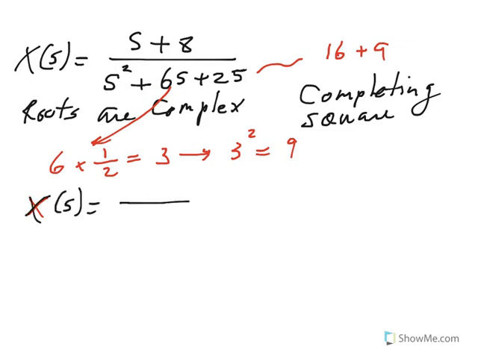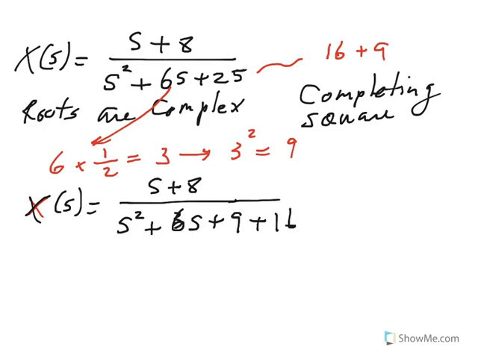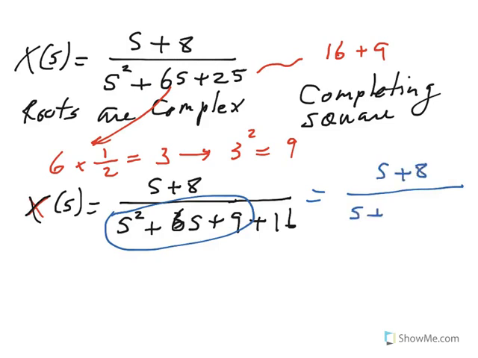So if you go back and rewrite your equation in the denominator as s squared plus 6s plus 9 plus 16. So you see it's 25. But you see this s squared plus 6s plus 9 actually becomes s plus 3 squared plus 16. And now we can actually manipulate this and bring it to the time domain.